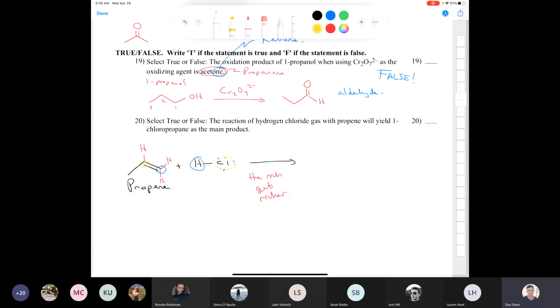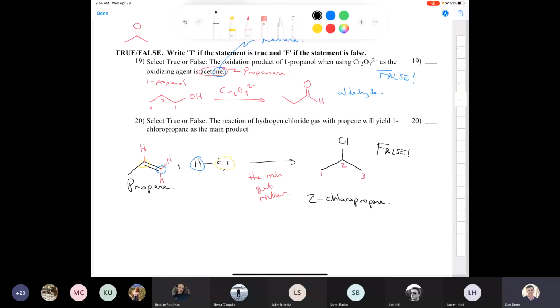So let's draw what we would get from that. We have 3 carbons in a row, and now we have a chlorine atom here. If I number the longest chain, 1, 2, 3, now I have 2-chloropropane. And it's not 1-chloropropane, so this is also false.